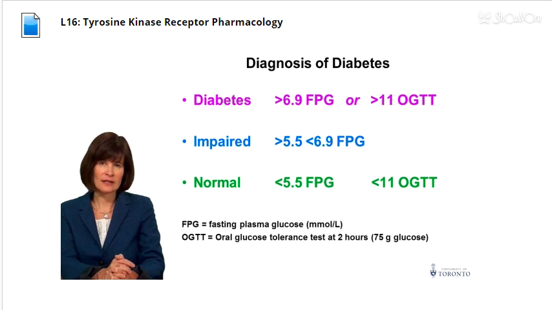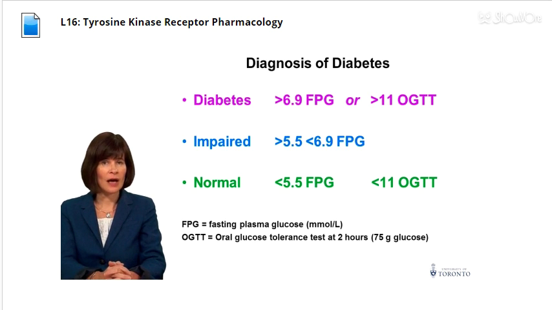Following an overnight fast, normal plasma glucose levels are less than 5.4 millimoles per litre. People who have plasma glucose levels higher than 6.9 millimoles per litre are considered to have diabetes, while those who have levels between 5.5 and 6.9 are considered to be pre-diabetic and at high risk for diabetes.